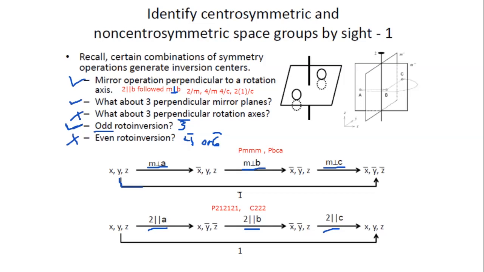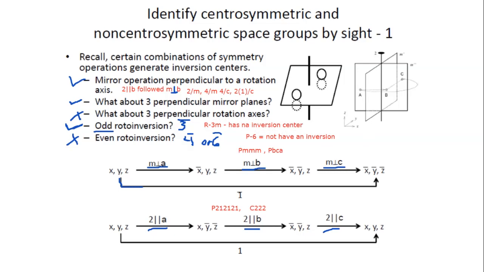So to give you an idea of what that looks like, if we had R negative 3 M, that would be centrosymmetric. It would have an inversion center. Now, if we had the space group P negative 6, and again, negative 6 is the same thing as saying P6 bar. Since this is an even roto inversion, it would not have an inversion center.